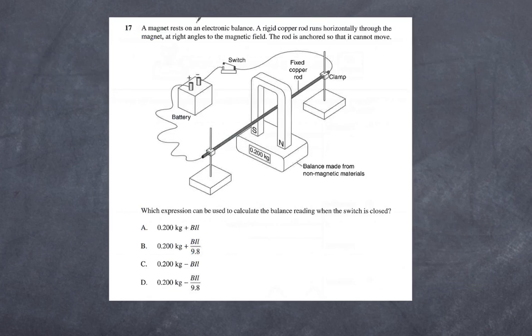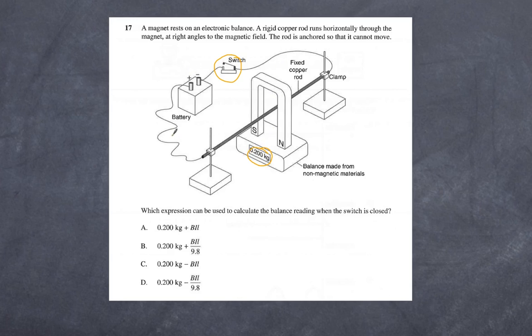Question 17. A magnet rests on an electric balance. We've got a rigid copper rod that runs horizontally through it at right angles to the magnetic field. The rod is anchored so it cannot move. And you can see at the moment with the switch open, and it's really important that you look at diagrams closely, we get a value of 0.2 kilograms, which is actually responding to the weight, but it's calibrated to measure the mass. And it's measuring here simply the mass of the magnet. The question, of course, is what happens when you switch it on?